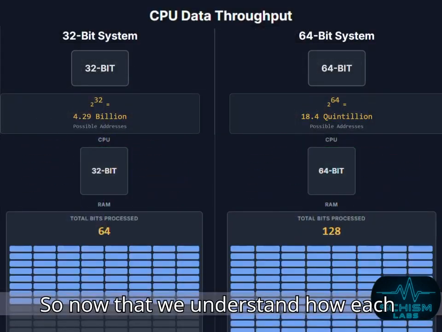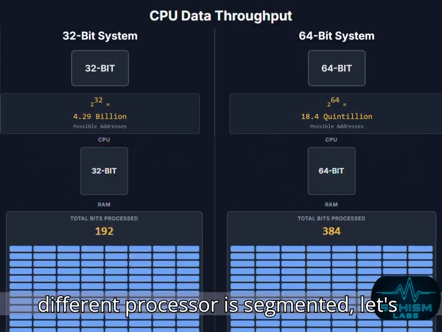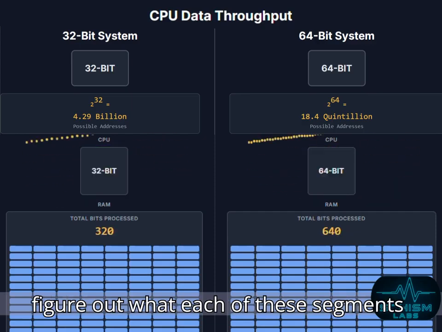So now that we understand how each different processor is segmented, let's figure out what each of these segments is able to hold.